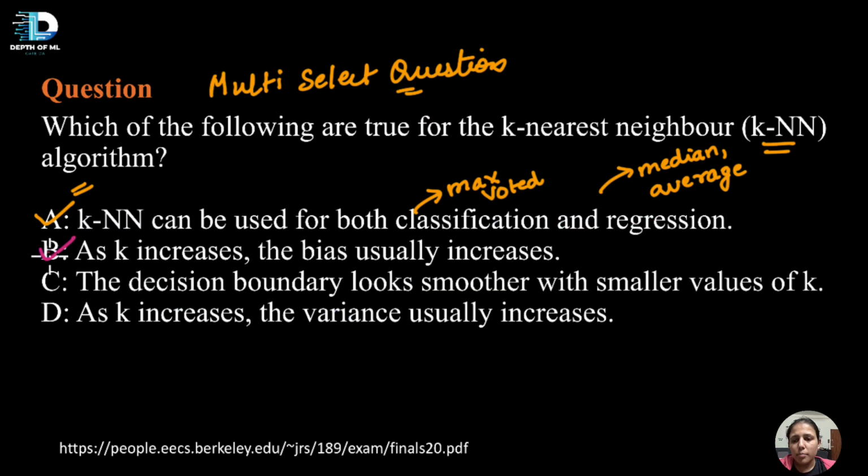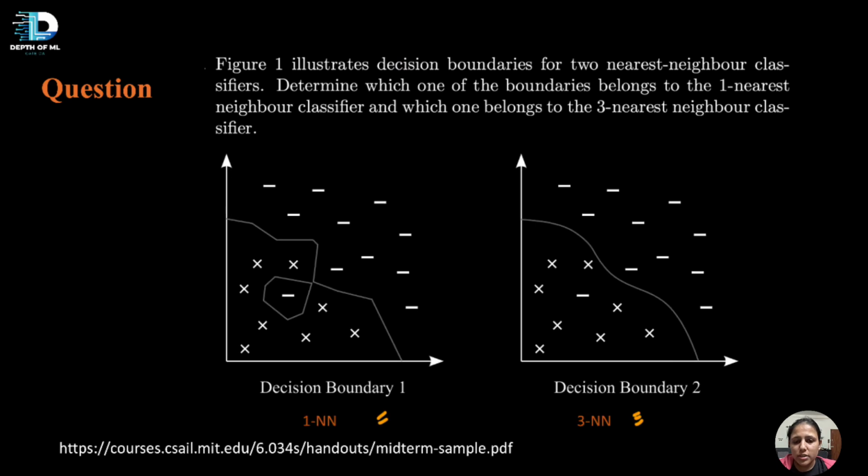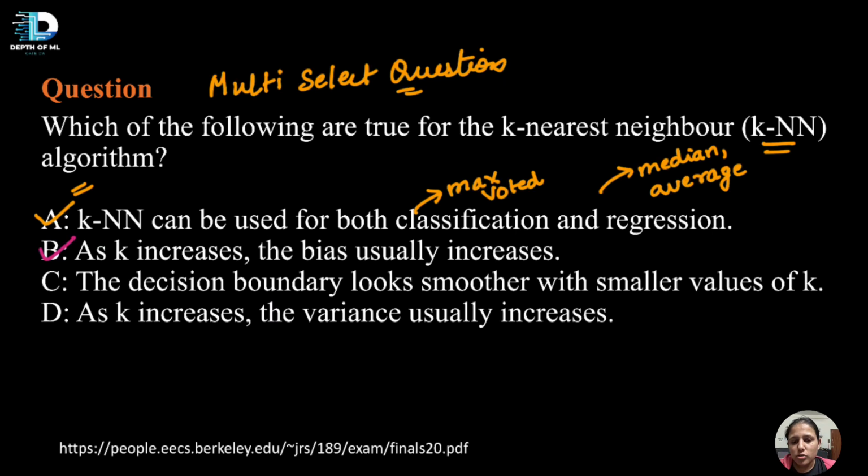This is also correct, because when K equals N, the number of all training samples in the training data, the variance becomes 0 and bias also increases, because the classifier is not at all paying attention to the data points. So this is correct. The decision boundary looks smoother with smaller values of K. Okay, so this is clearly not right. In the previous question itself, you can see that the boundary looks smoother when we have more data points or more neighbors in consideration rather than 1 neighbor. So this is not true.